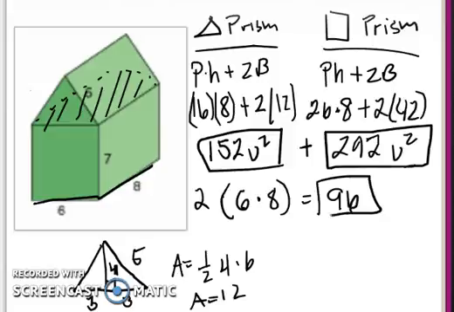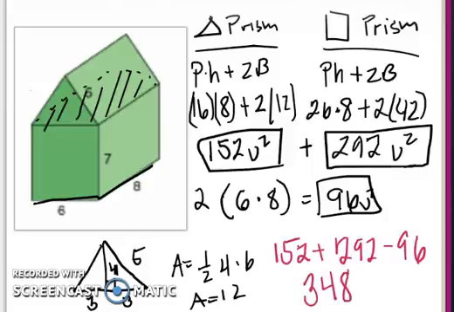Okay, so these are my 3 big players. I'm going to go ahead and add 152 to 292, but then I'm going to subtract 96 because that was an overlap. So we got to think about this logically. If this was a house I'm painting, I don't have to do that overlap part twice. 152 plus 292 minus 96, and I come up with 348 square units.